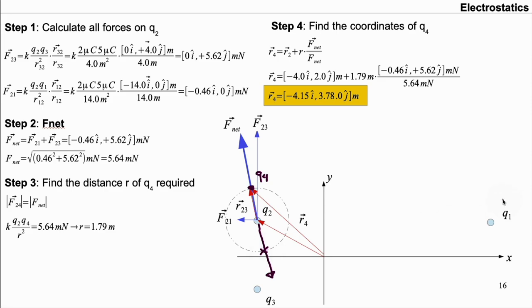So that's it for this type of question. We are actually going to see this type of question again when we talk about electric fields, when we're going to place charges so that the net field is zero, and when we talk about electric potential, when we're going to place charges so that the potential at a certain location will be zero.